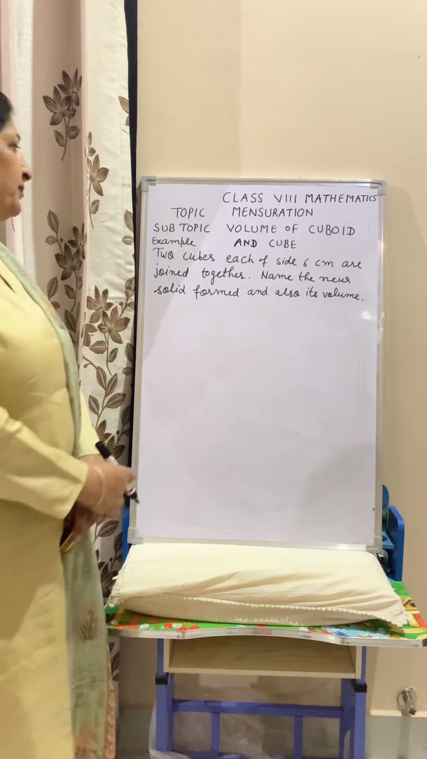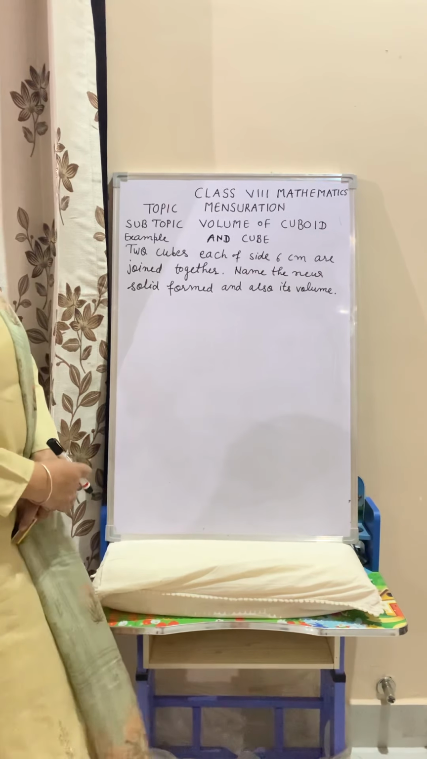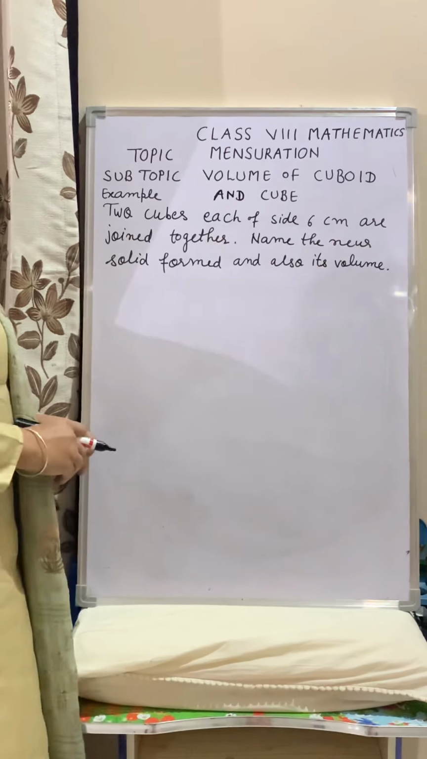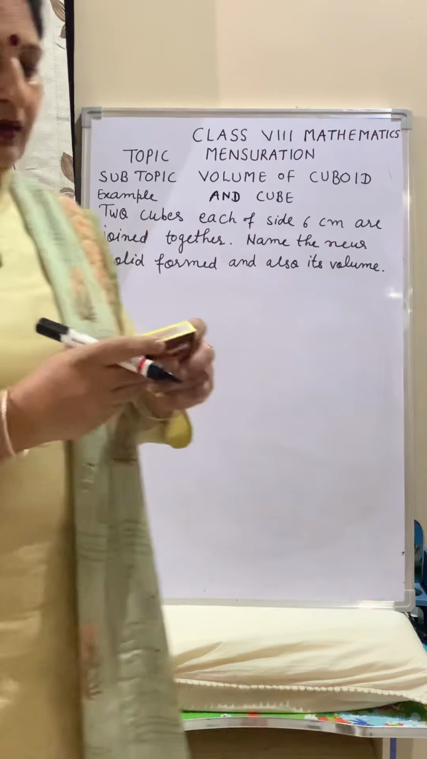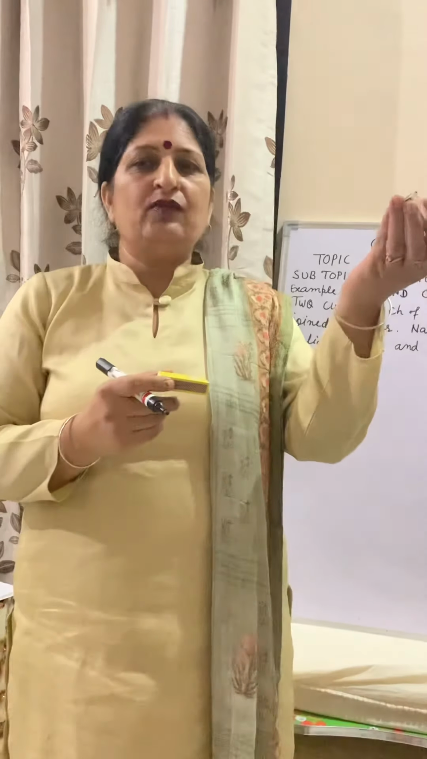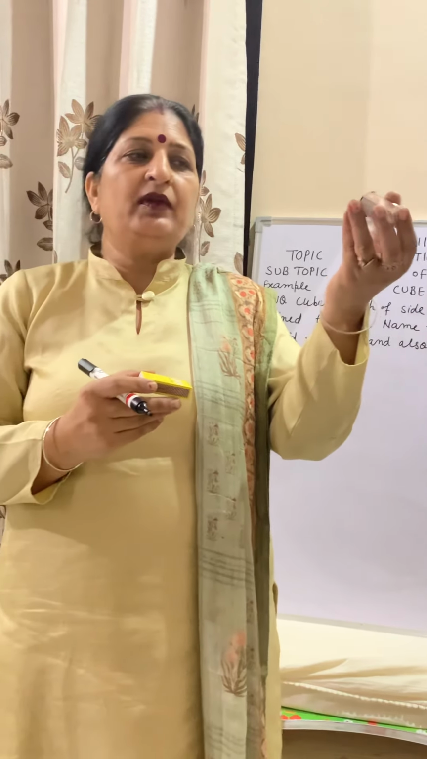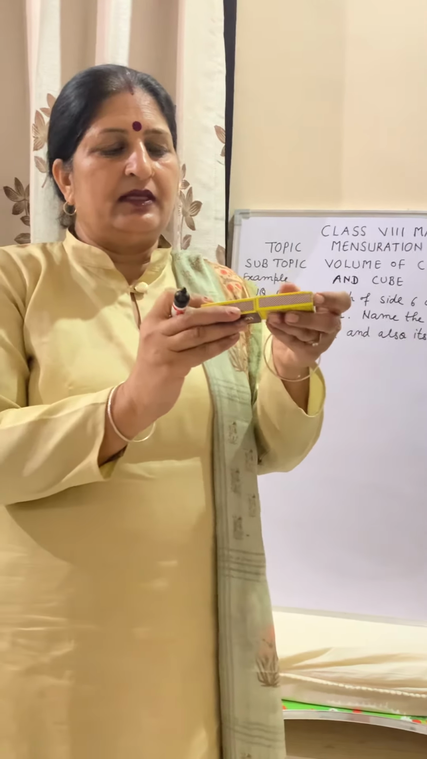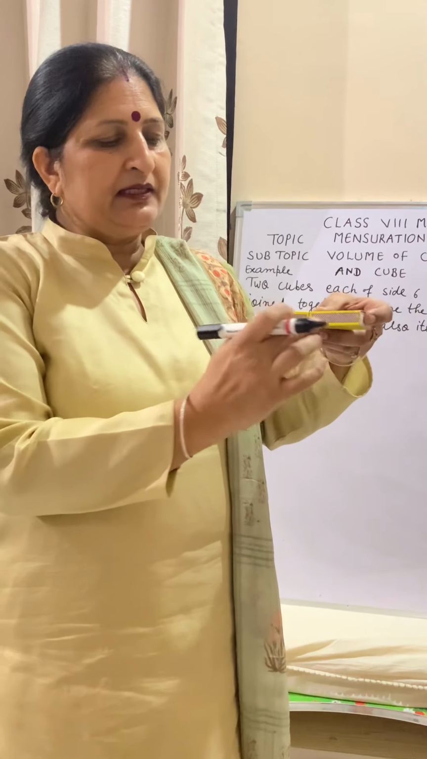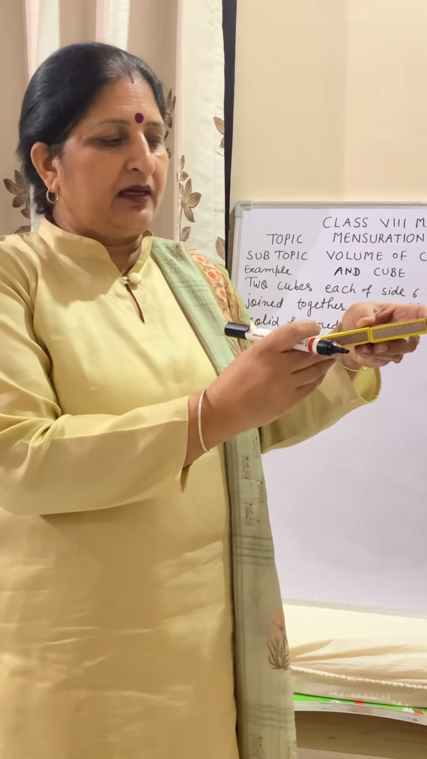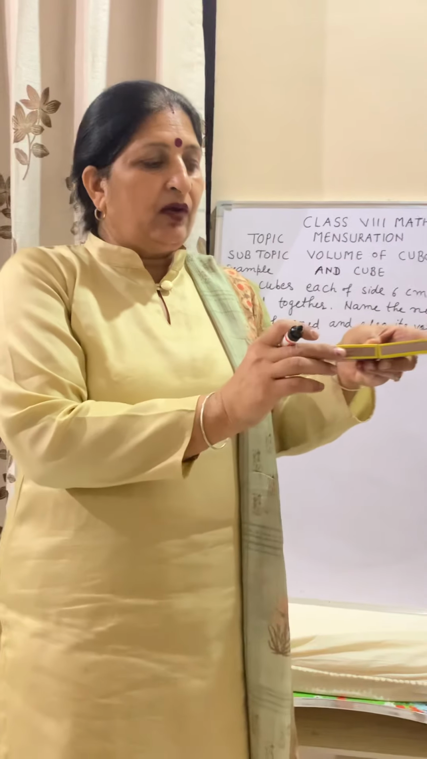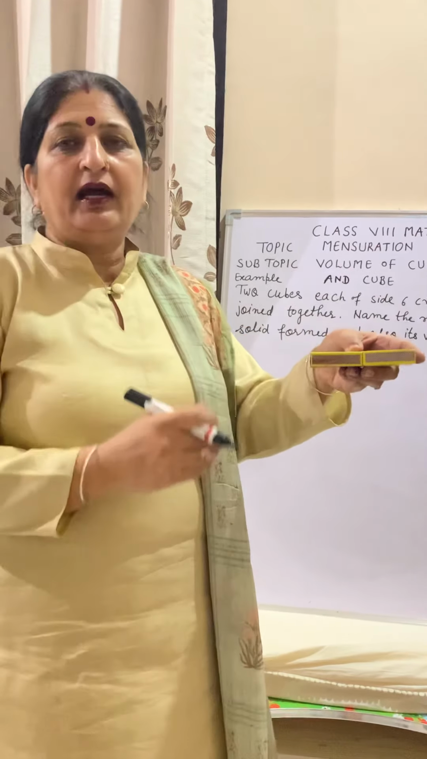First example: two cubes each of side 6 centimeter are joined together. Observe this. Let the first cube be this and the second cube be this. When we join them together, we join like this. It is 6 centimeter, it is also 6 centimeter. Breadth is also 6 centimeter, because in a cubical box, length, breadth and height are the same.